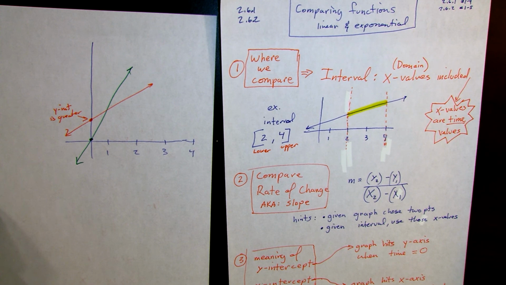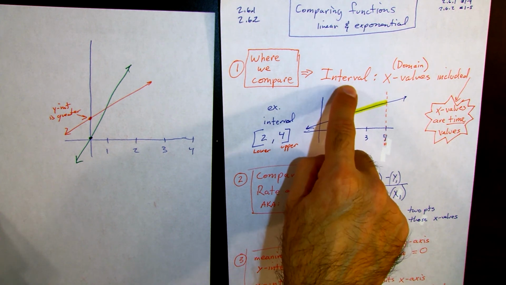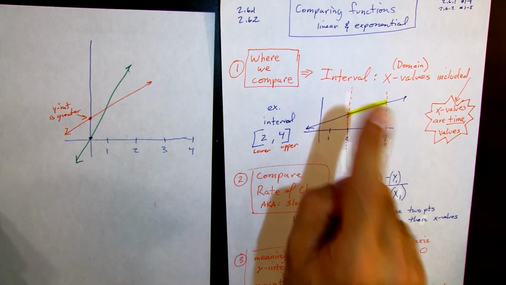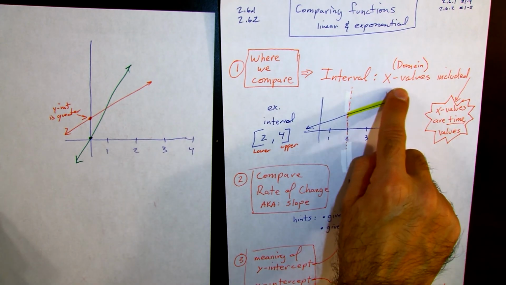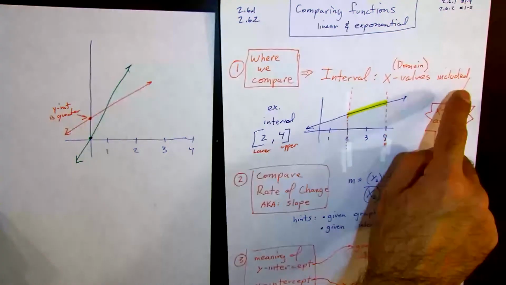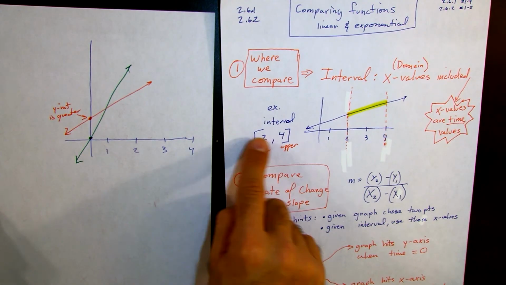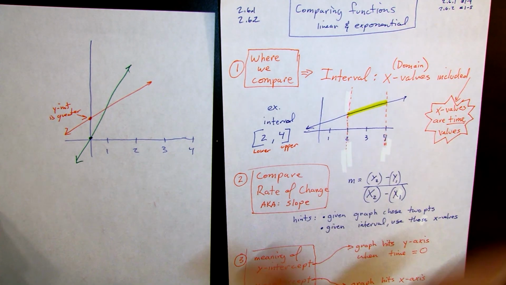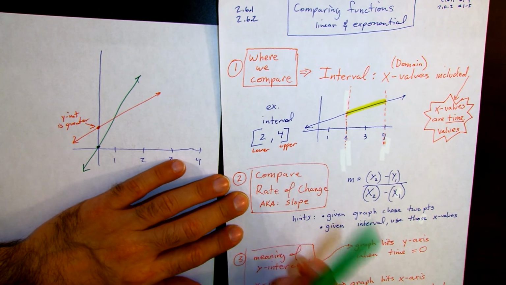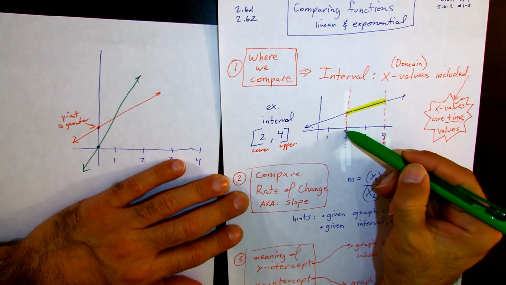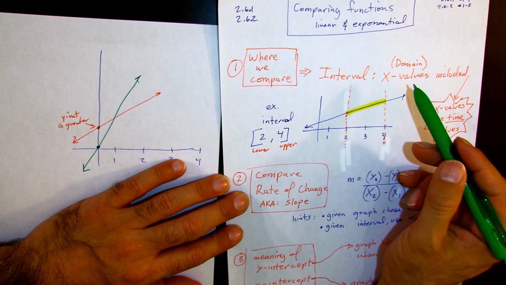All right, so we're going to compare it along a certain interval, okay? Now, the interval is just going to be the domain. It's going to be the x values that are included, right? So for instance, the interval of 2, 4, this is always going to be talking about our domain, our x values. So when the lower is 2, the upper is 4, I'm looking at the interval between 2 and 4. I'm looking to see what's going on between 2 and 4.